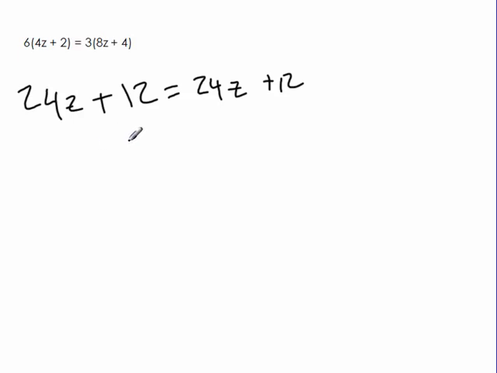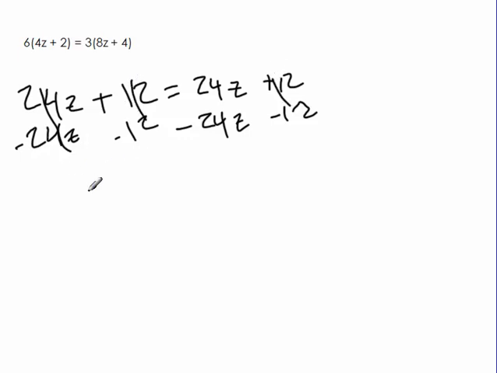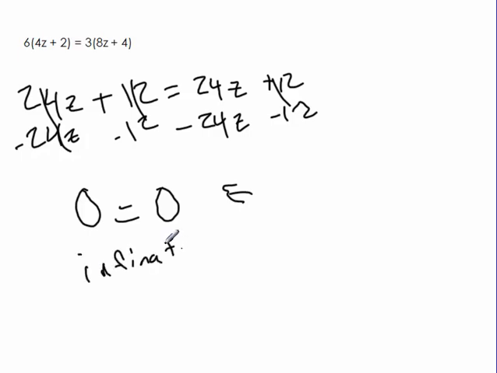Hey, 24z plus 12 equals 24z plus 12. So when I take 24z away from both sides, and I take 12 away from both sides, and I did 2 steps in one line, I hope you're okay with that. I end up with 0 equals 0. This lets us know we have infinitely many solutions.